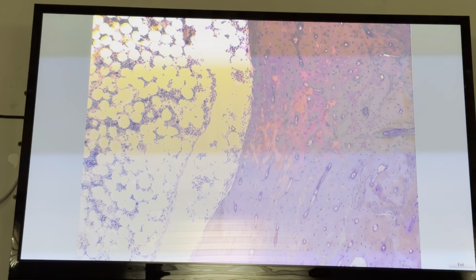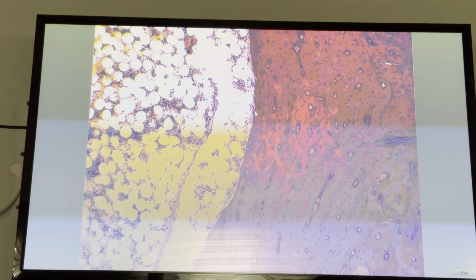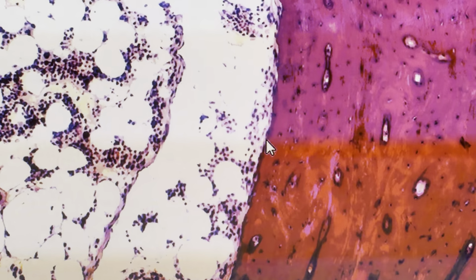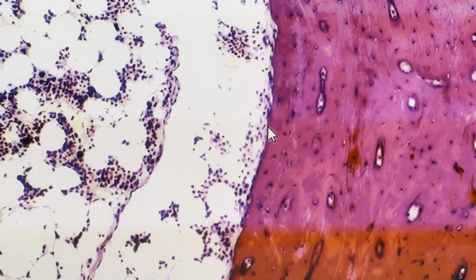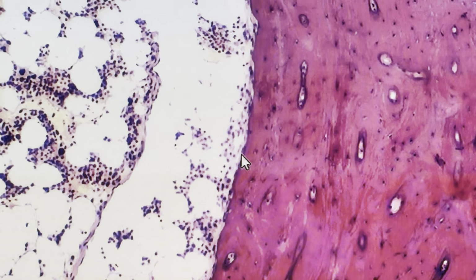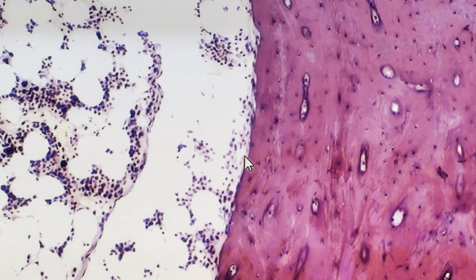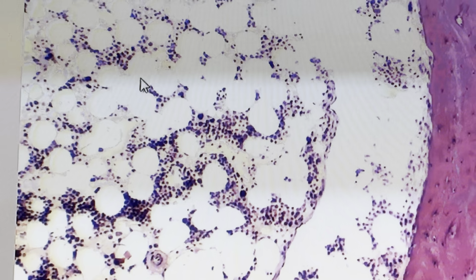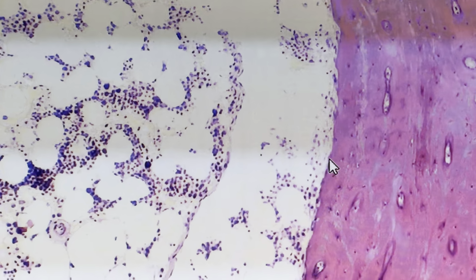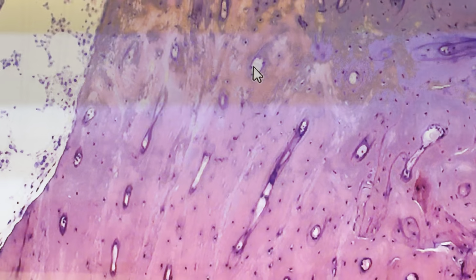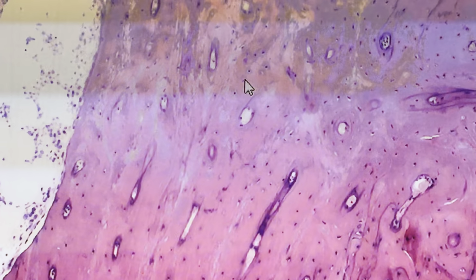From the inner surface surrounding the marrow cavity, we can see the endosteum. Endosteum is thinner than periosteum, consists of loose connective tissue with fibroblasts and osteoprogenitor cells. This is bone marrow tissue with adipocytes. Endosteum, Volkmann canal, Haversian canal, the whole structure called osteon. This is a cross section.